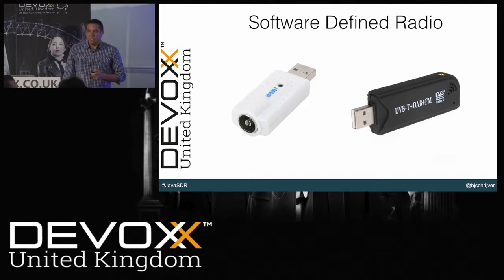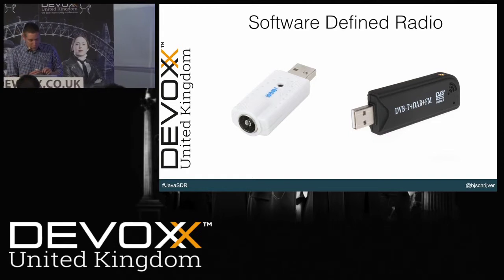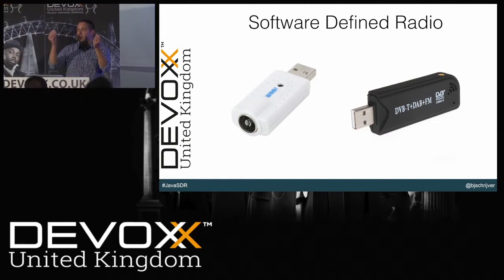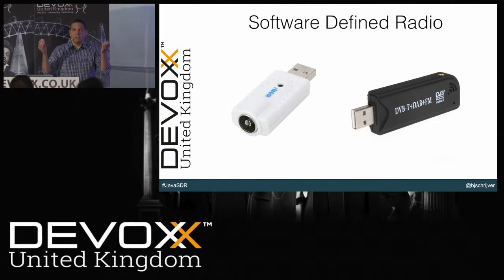So these are the two kind of sticks I'm using. You can pick them up at AliExpress or DealExtreme. It's just a really small USB stick with an antenna connector. You plug it in and you're good to go.